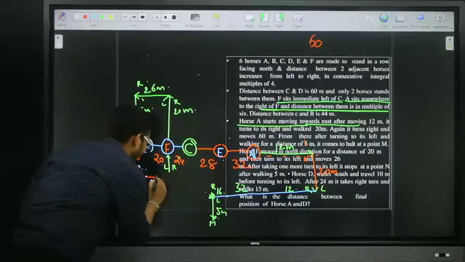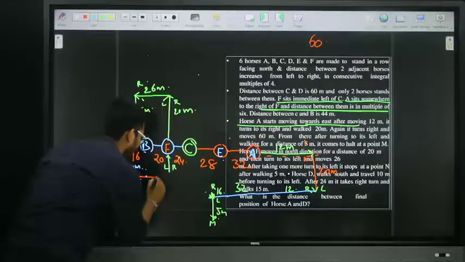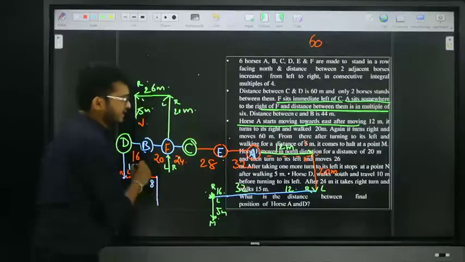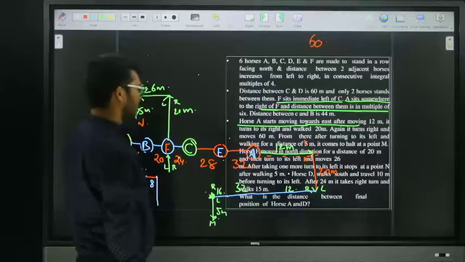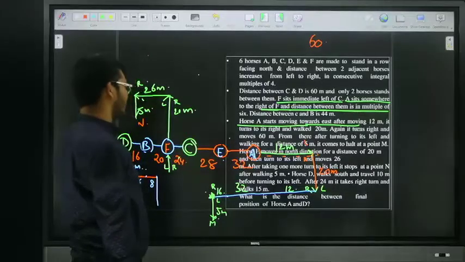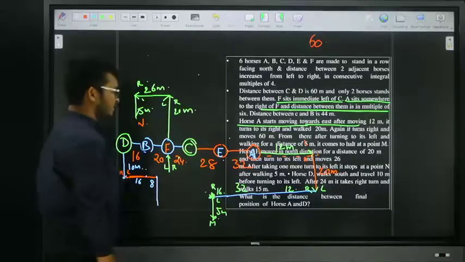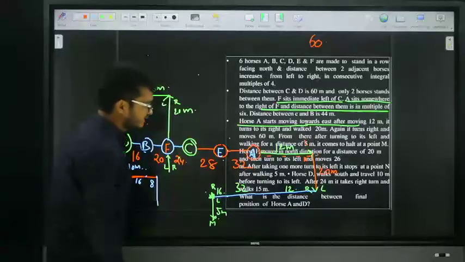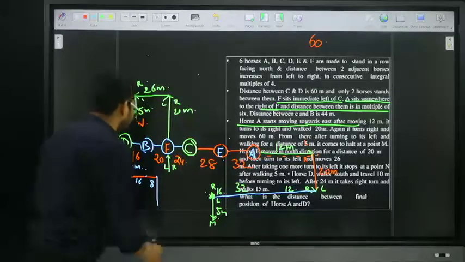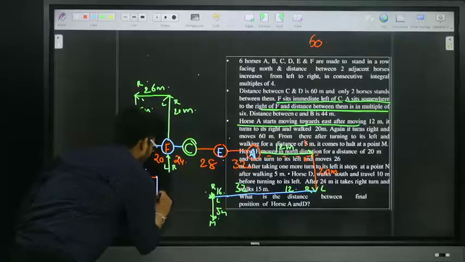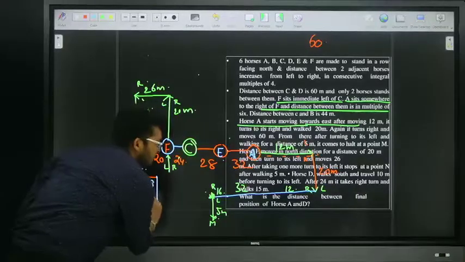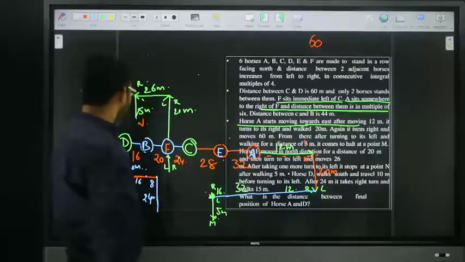Now friends, here it takes a right turn, and it walks for... After 24 meters, it takes a right turn and walks, that means here 24. Friends, here 24 means, here the measurement is what?